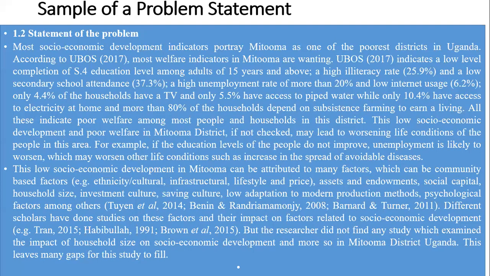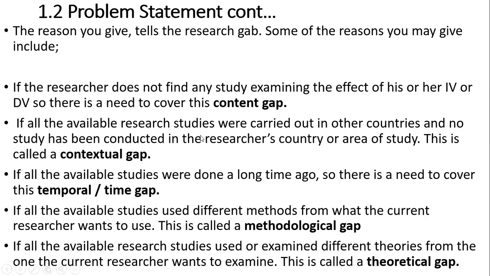And probably they were related to the problem. But you may ask another question: if all the studies you were able to find about that particular cause were conducted in other countries other than the country where you are going to conduct your study, in other contexts other than the context in which your study is going to be conducted, that can also be a gap identified by you. And we call that one a contextual gap.